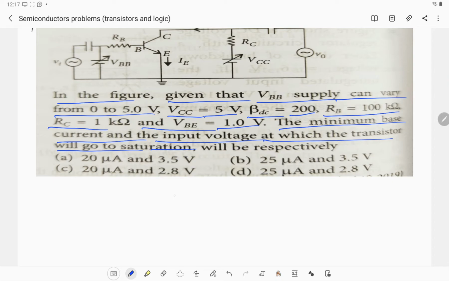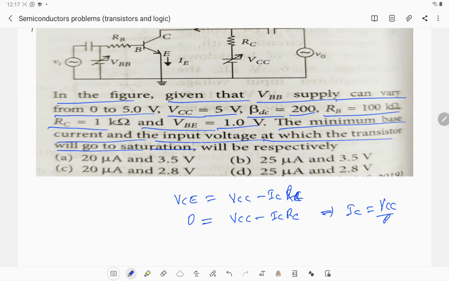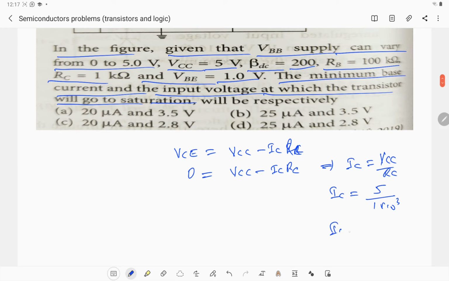See here, VCE is equal to VCC minus ICRC. In saturation, this is equal to 0. VCC minus ICRC, from this, IC is equal to VCC by RC. Therefore, IC is equal to, what is VCC given? 5, by RC is given as 1 kilo ohms, 1 into 10 cube. This becomes IC is equal to 5 into 10 to the power of minus 3 amperes.